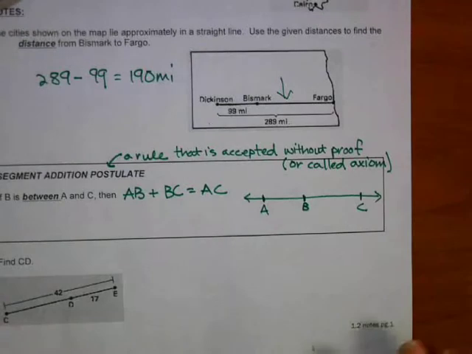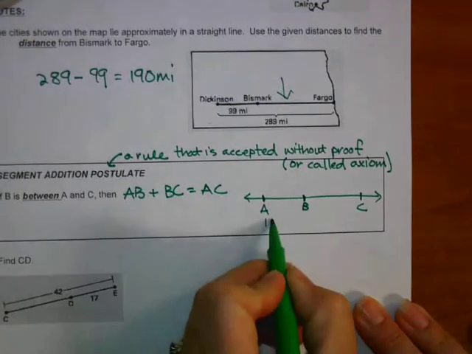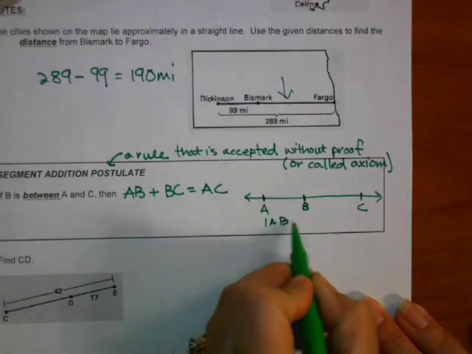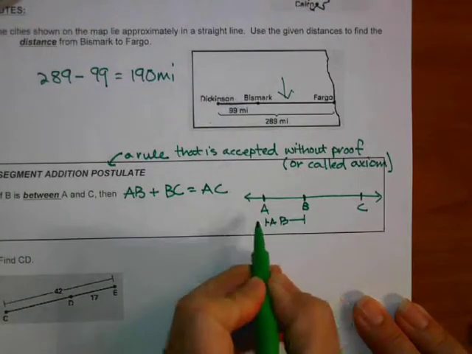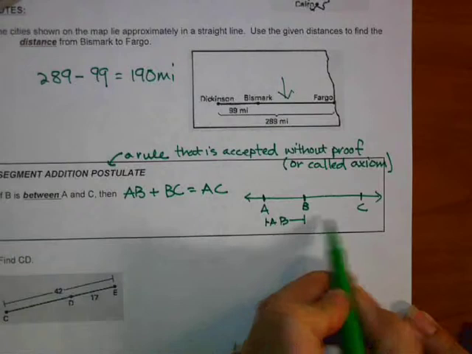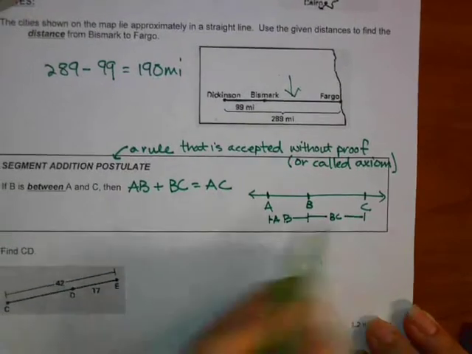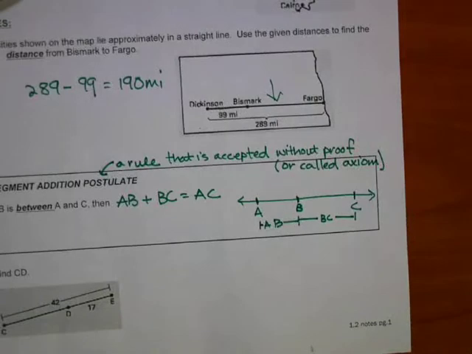Okay, so all this is saying is AB, so this distance right here, AB, and this distance here, BC. If you add them together, you get the total distance. That's all it's really saying.